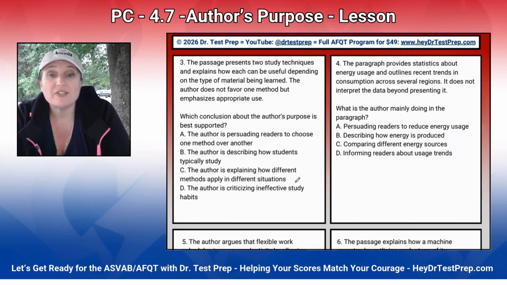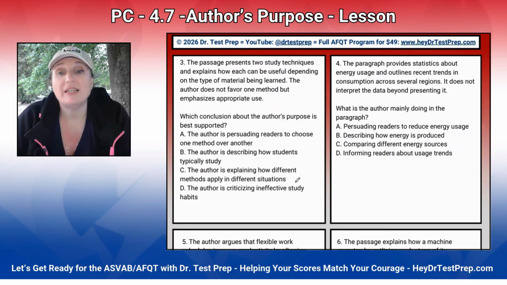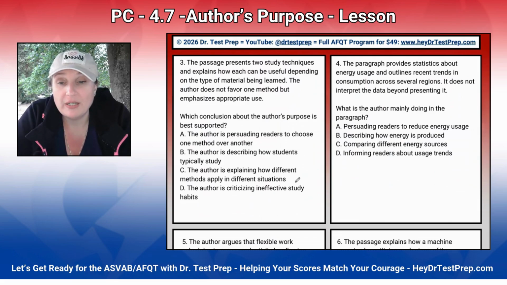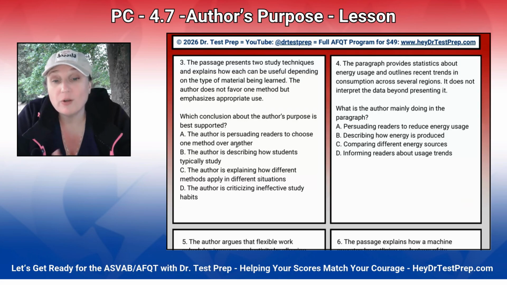The passage presents two study techniques and explains how each can be useful depending on the type of material being learned. The author does not favor one method, but emphasizes appropriate use. The author is persuading readers to choose one method over another? No. Describing how students study? No. Explaining how different methods apply in different situations? Yes. Criticizing ineffective habits? No.